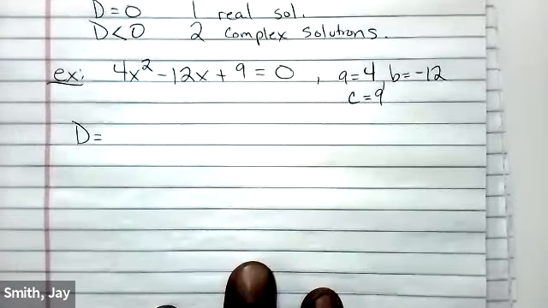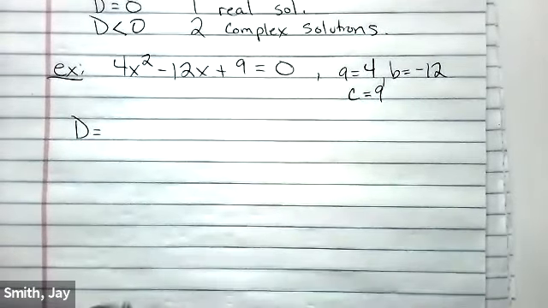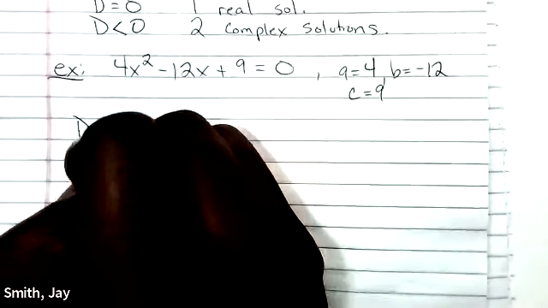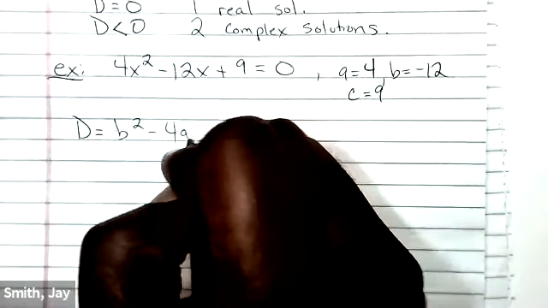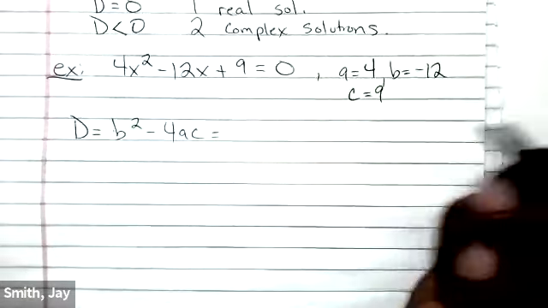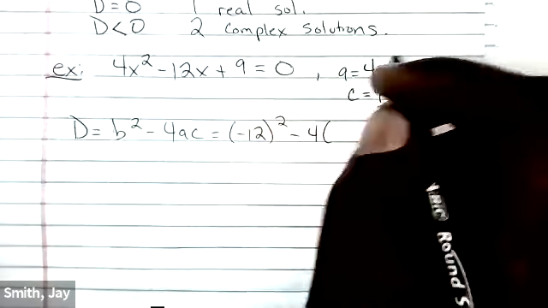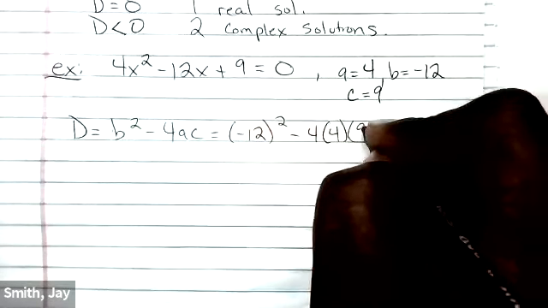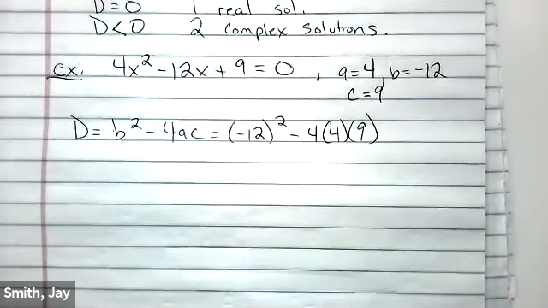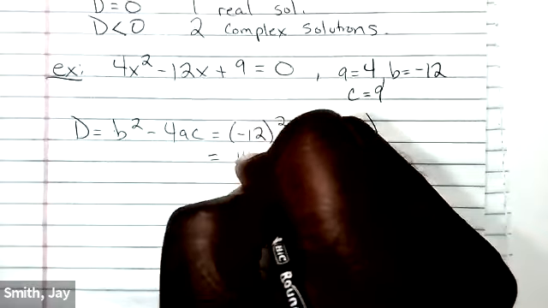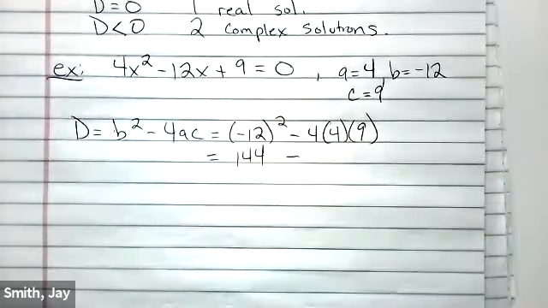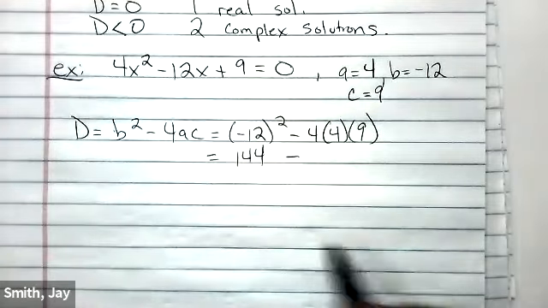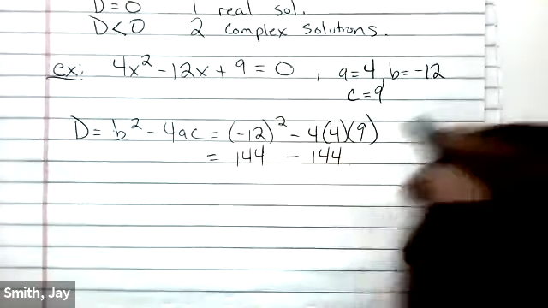All right, so we're going to use the discriminant to see how many solutions we have. So the formula for the discriminant is b squared minus 4ac, or in this case, we have negative 12 squared minus 4 times 4 times 9. Negative 12 squared, or negative 12 times negative 12, gives me 144. Minus 4 times 4, 16. 16 times 9 gives me another 144.